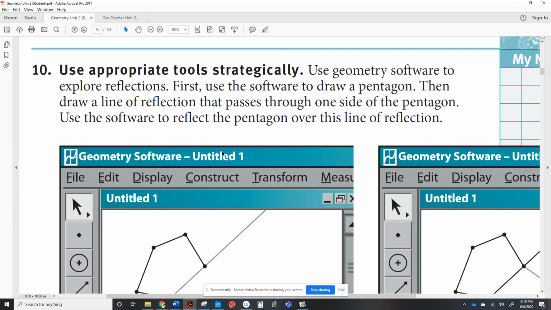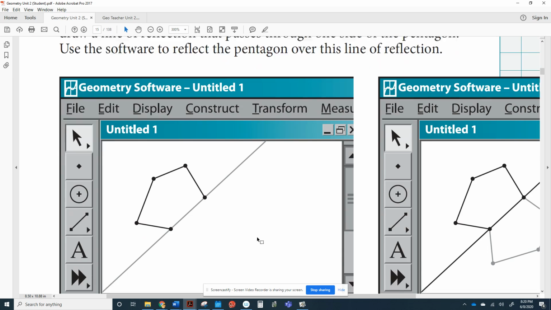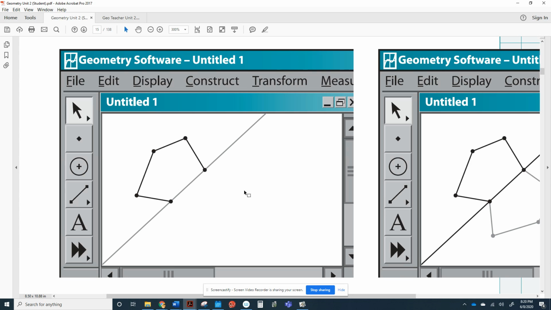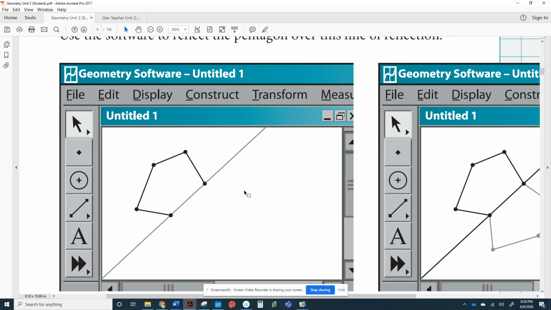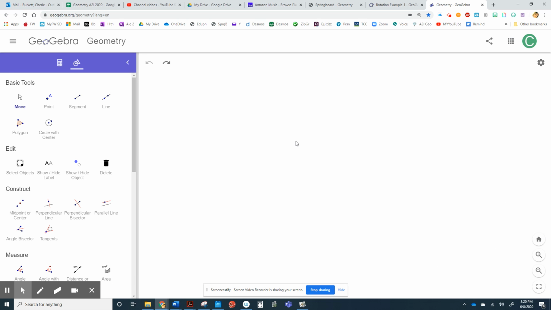Okay, so we're working on problem number 10, and it says that we need to use appropriate tools strategically. Since we do not have calculators, if we were in the classroom we would use the calculator, but since we're not, we're going to use a program on the computer. This is just GeoGebra. Let me show you.